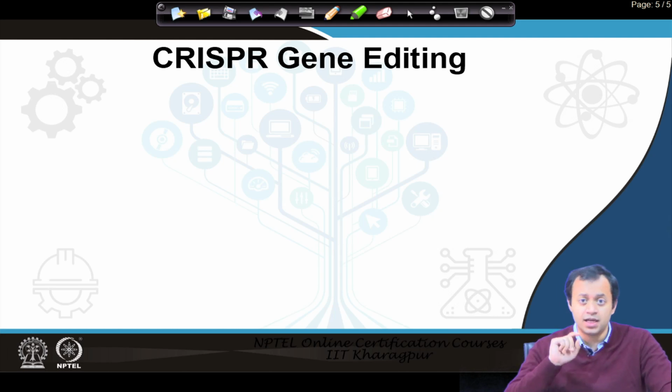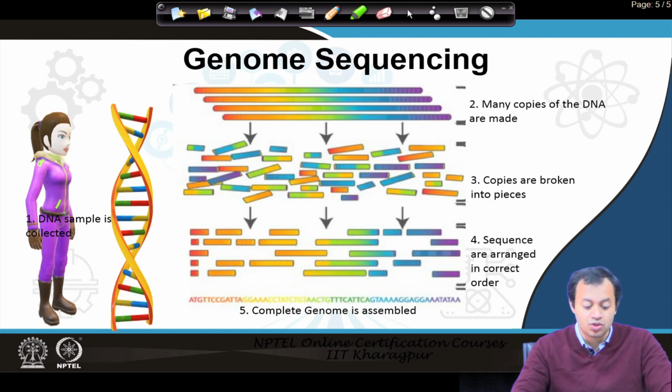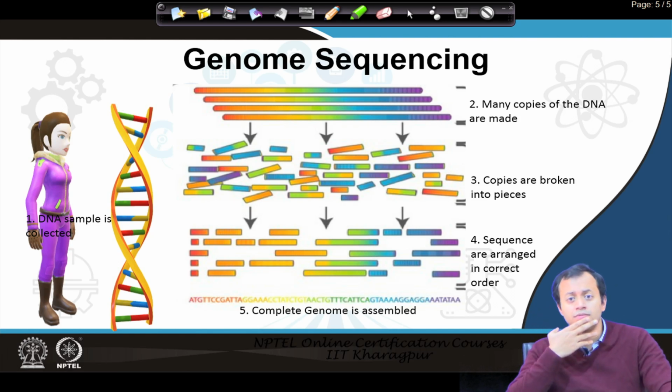Finally, I will end today's class on this note. We have previously understood the genome assembly. We have previously read the entire book. I have been given a book, I have read it. Can I now edit the book? Can I modify the book?